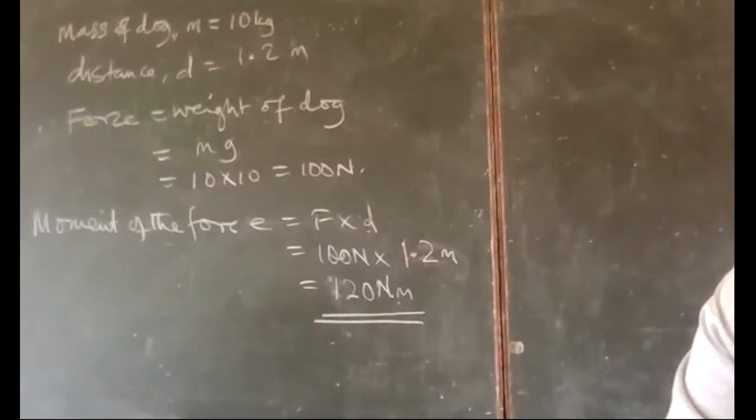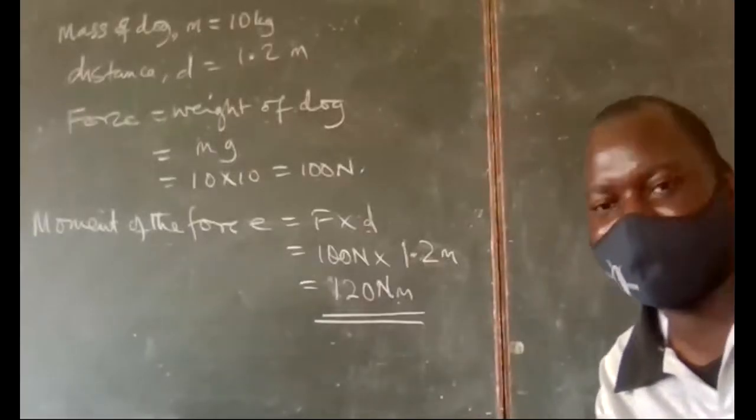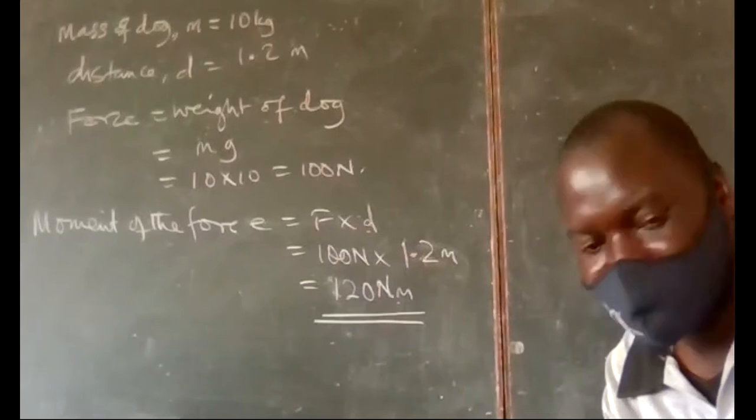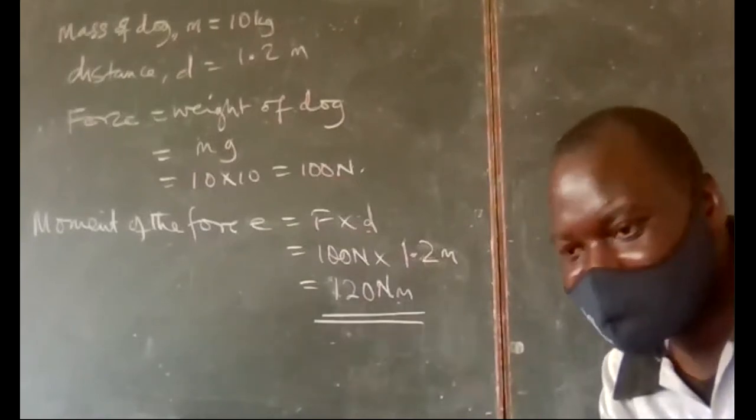Yes, teacher. Let's say they are given the mass as grams. Do you have to change it to kilograms, then you multiply, or do you just leave it that way and then you multiply with gravitational acceleration? What is the SI unit for mass? Kilograms. Wonderful.